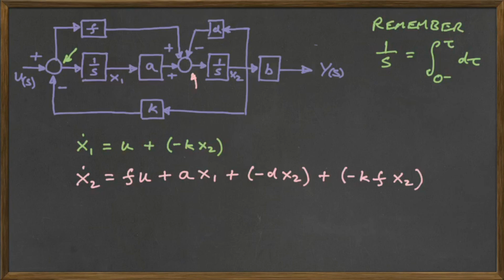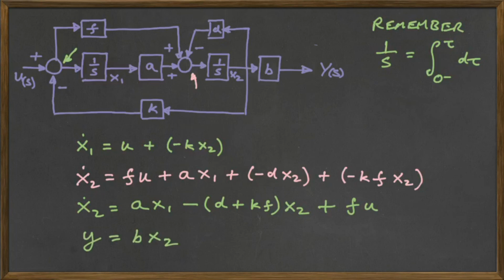Okay, so now we've got that. We've got our two state variable equations. The only next thing we need to do now is to find our output equation. Can you see what that is? It's really easy. If you said y equals bx2, you would be correct.